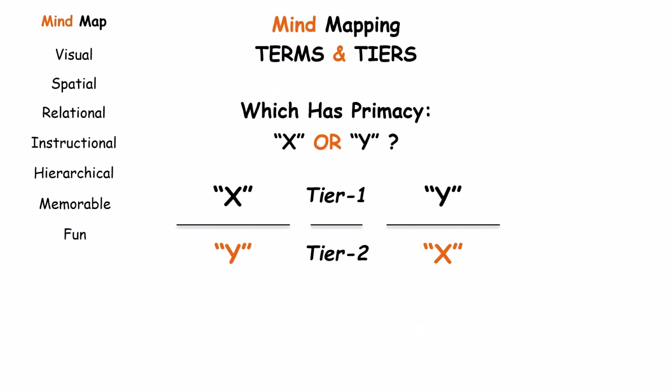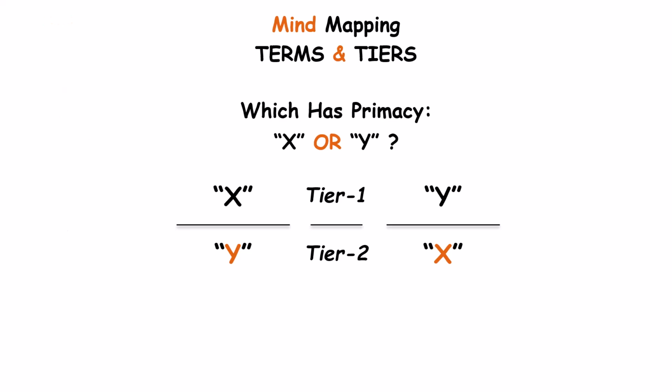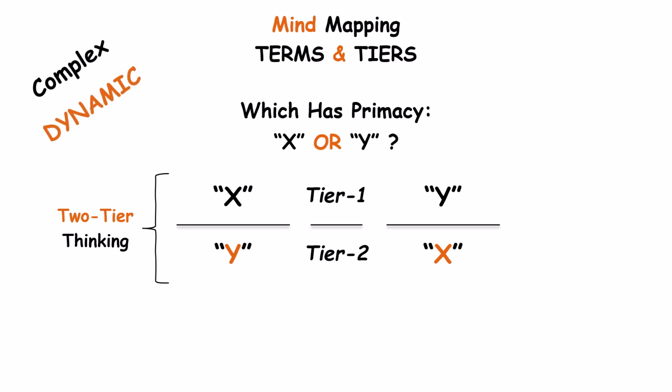These same mind mapping qualities, like being memorable and fun, carry over to two-tier and three-tier thinking. Once you catch on to their insightfulness, you'll start using them creatively yourself. One challenge with two- and three-tier thinking is its inherent complexity. Unlike traditional linear learning methods, such as reading a book, which often focus on terms alone, two- and three-tier thinking introduces both terms and tiers into the equation. This is where the dynamic nature of mind mapping truly shines.